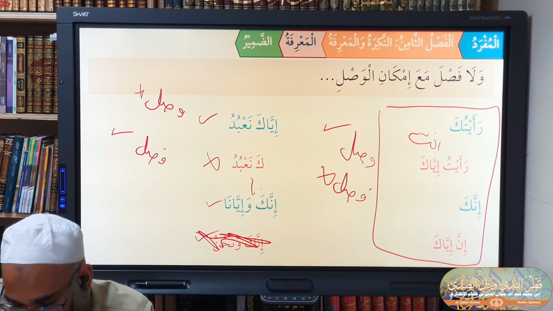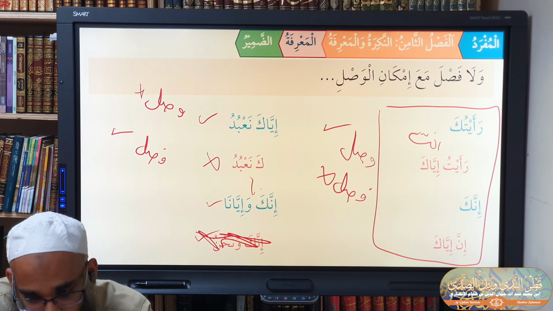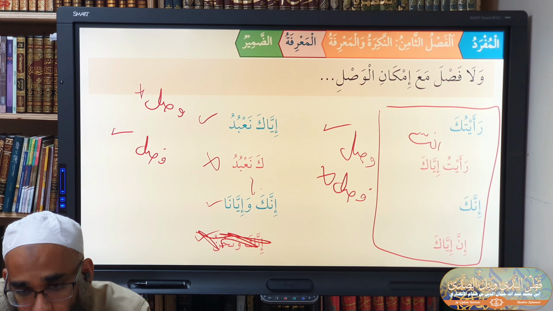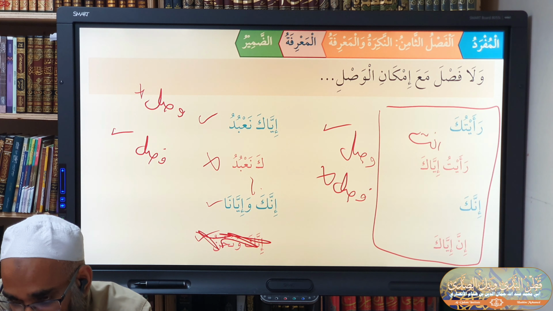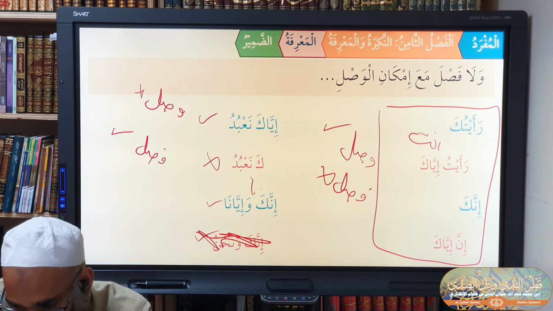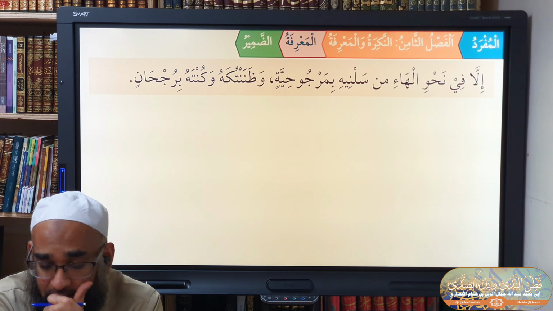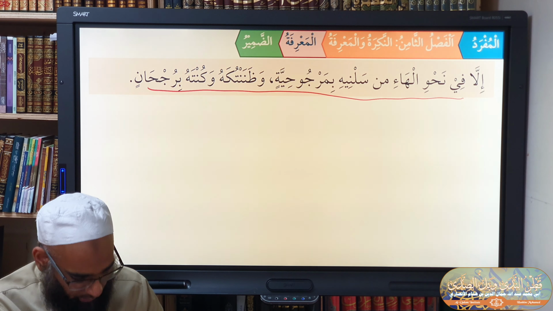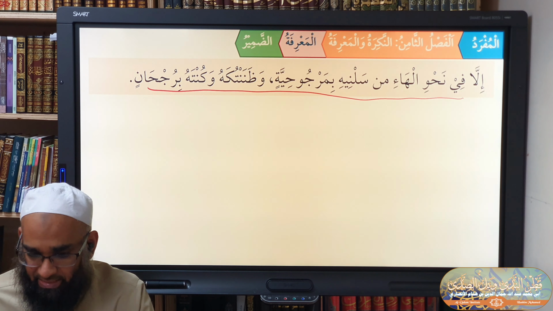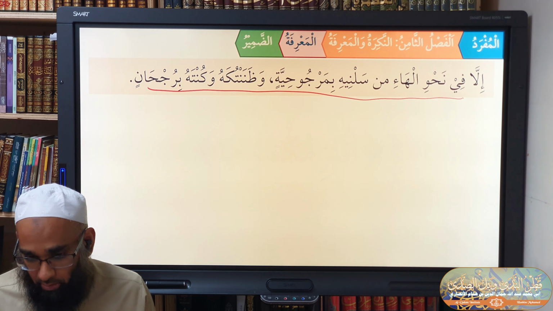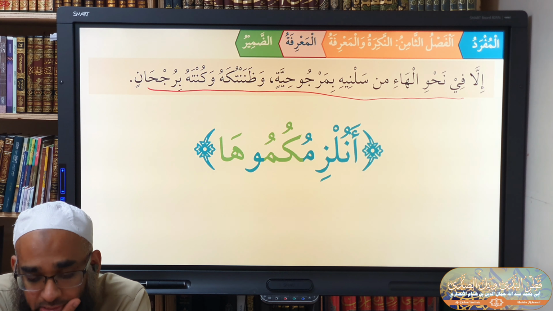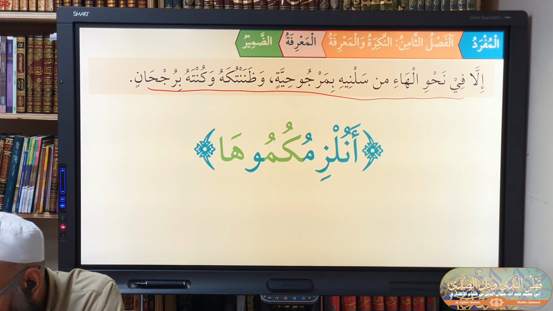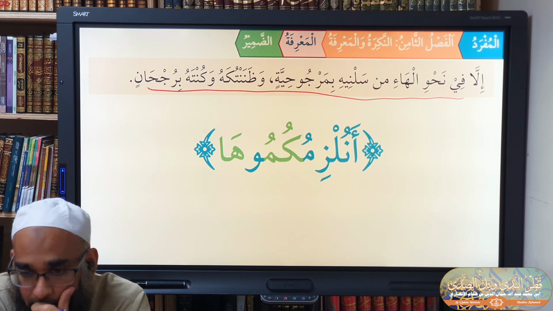Okay, now, moving on. Wala fasl ma'an kan: it's not possible to use the dhamir munfasil as long as it is possible to use the dhamir muttasil. Now he says here, illa fi, and he explains the whole mas'ala. It's very easy. Let me just forget what he says in the text and explain the mas'ala first. We've got a Quranic verse here. What's the Quranic verse? Anulzimukumuha.